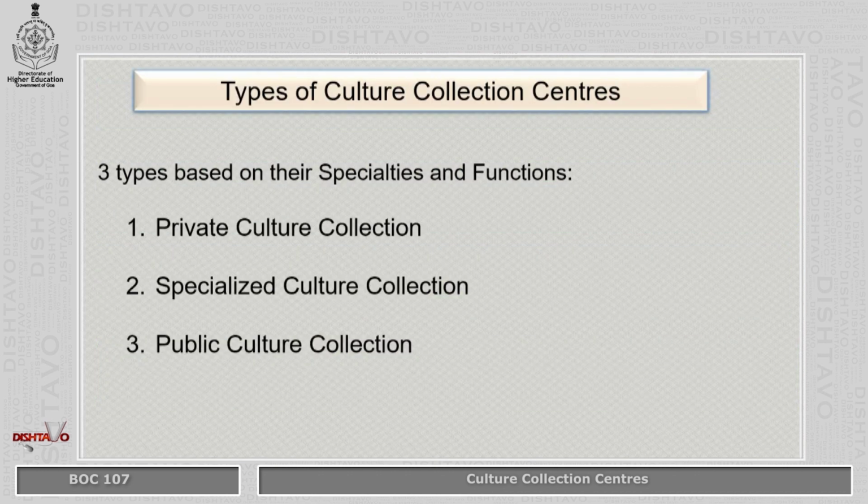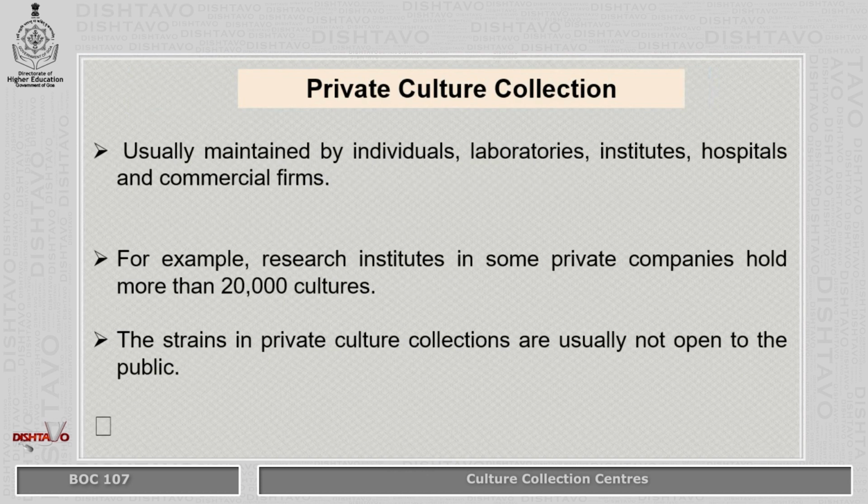Now, depending upon the specialties and function, culture collection centers are classified into three types: private culture collection center, specialized culture collection center, and public culture collection center. Private culture collection centers are usually maintained by individuals, private laboratories, institutes, hospitals and commercial firms. The culture strength here is 20,000 microorganisms. These culture strains are not for public use.